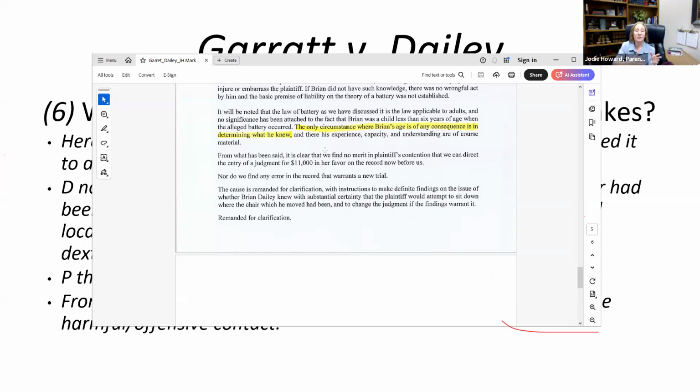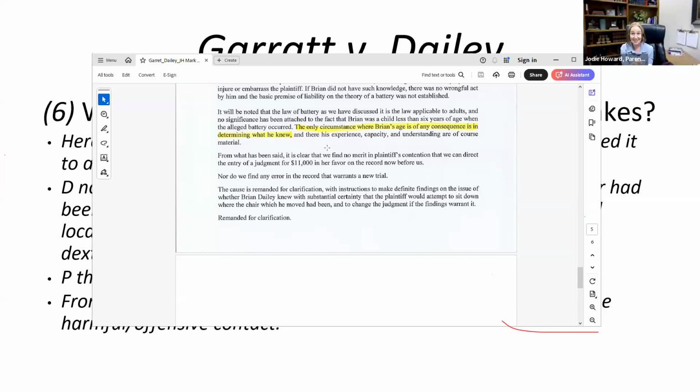But they have given this instruction to the lower court. You can kind of take his age into account, but only regarding what we're going to hold him to have known at the time. He was moving the chair while she was in the act of actually sitting in it. Yeah, but the first time he moved it, she wasn't sitting down. Right. She wasn't in the act of sitting.